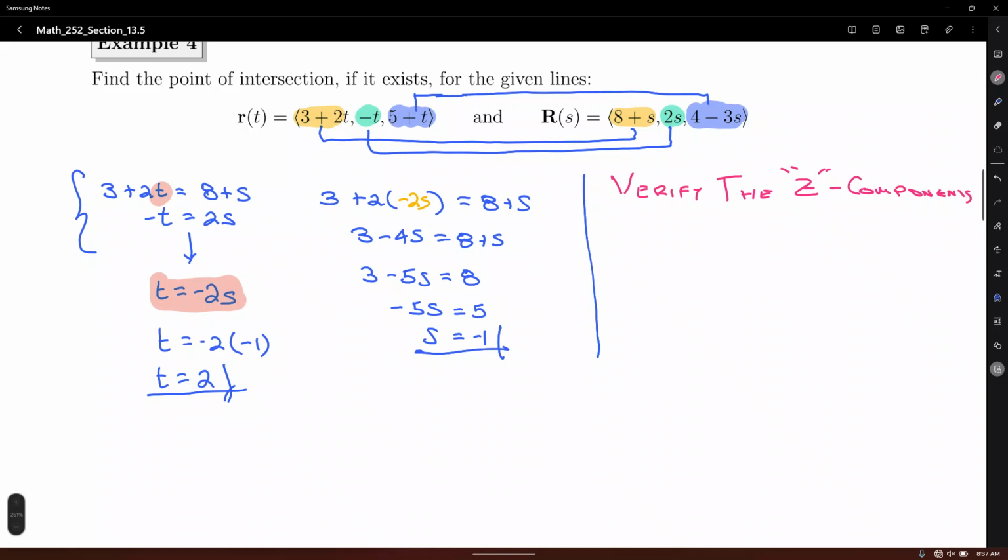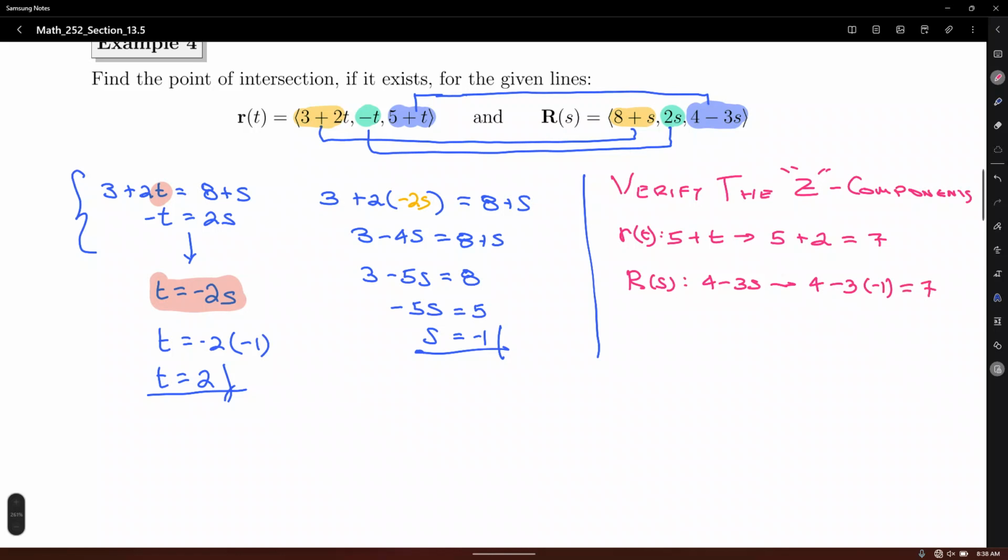I'm going to do z. For little r, that's going to be 5 plus t. So I need to substitute 5 plus 2, which equals 7. And for big R of s, that's the component 4 minus 3s, where in this case I'm going to substitute 4 minus 3 times -1. So that makes it 4 plus 3, which equals 7.